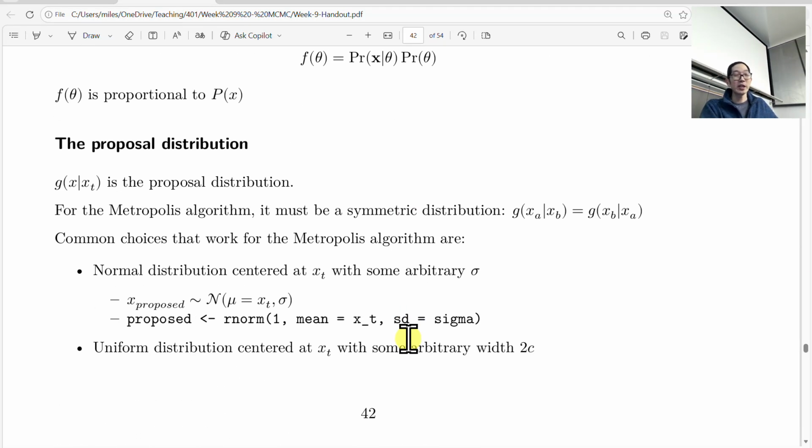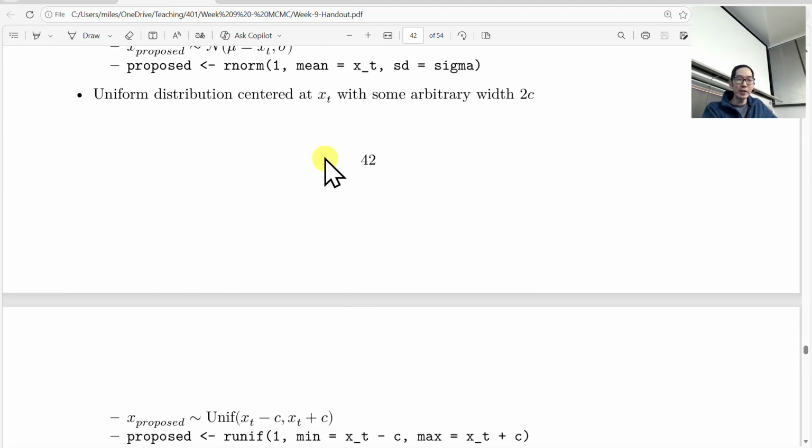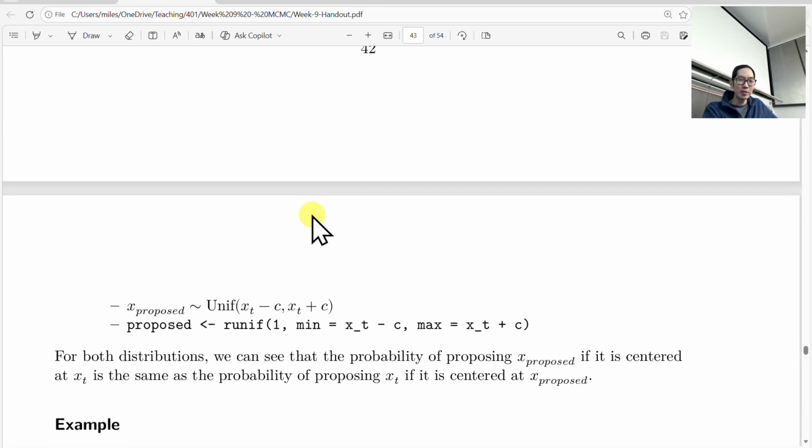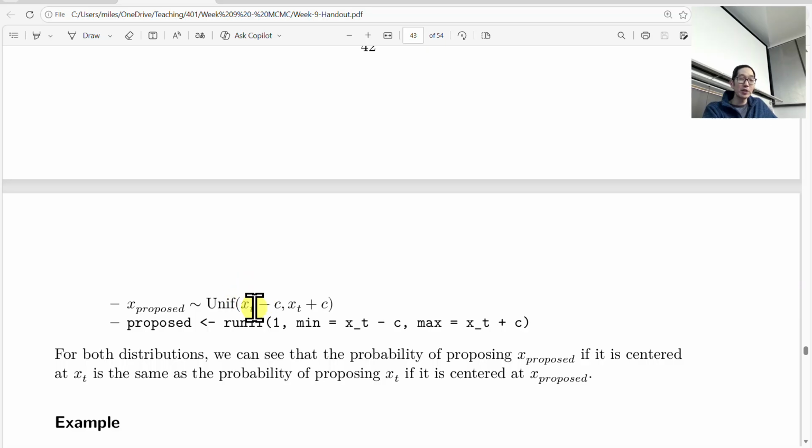As far as the proposal distribution, it could be anything. One suggestion, again, is just selecting a random normal value centered at your current location, x at time t. But you can also pick a uniform value centered at x at time t, where you generate values between x at time t minus c and x at time t plus c. So if you're currently at 2, maybe you generate random values between 1 and 3 or something like that.